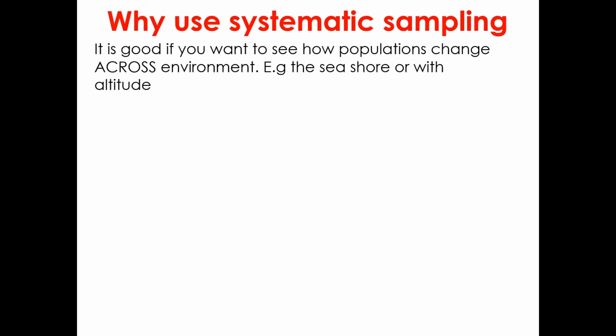Okay, so why use it? Well, this is only used if you want to see how populations change. Again, this is really important to look out for when it's changing across the area. So it might be that you're investigating the seashore, a sand dune, or moving up a mountain, so altitude's changing. So anything where the abiotic or biotic factors change significantly over an area, you may see a change in distribution of species across that environment.